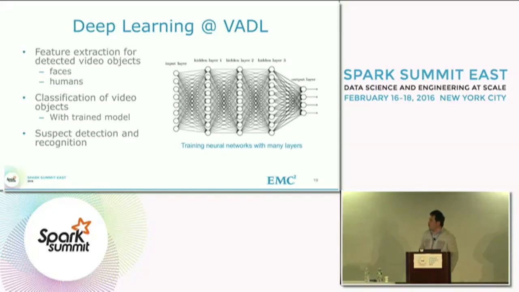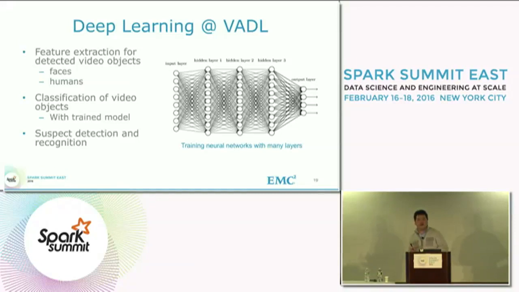In VADL, we are interested in deep learning because it can be used for multiple tasks like feature extraction, classification, object detection, and recognition. There are several native deep learning systems like Caffe and TensorFlow. They're all good, they're all useful, and we're satisfied with their performance and functionalities.